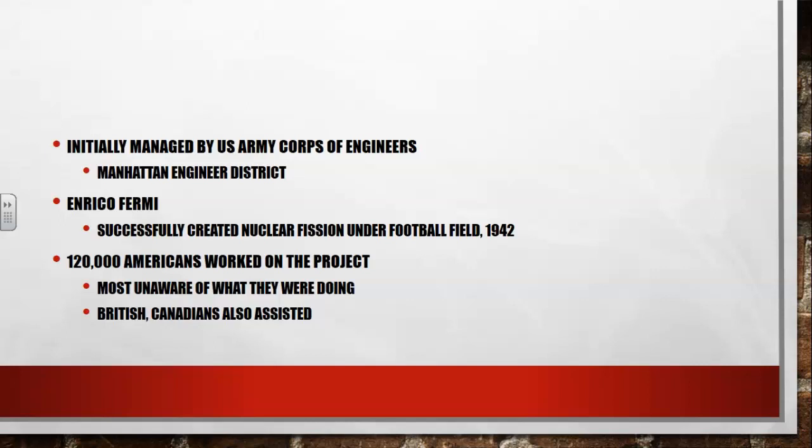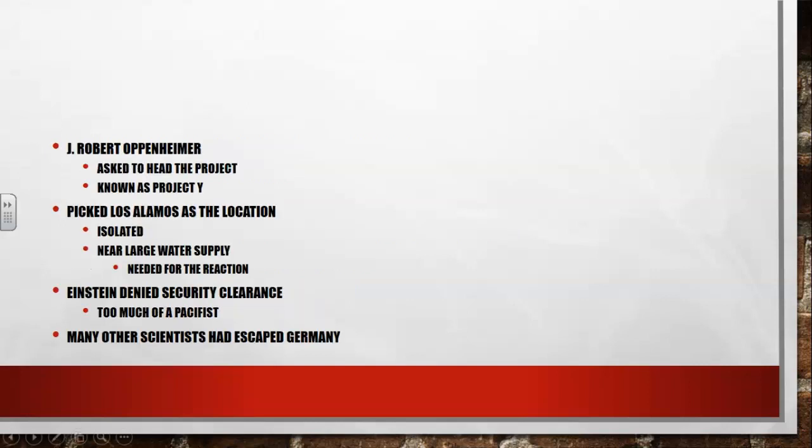At this time in the Manhattan Project, we have 120,000 Americans working on the project, most of them completely unaware of what they're doing. They know they're doing something for the government, but it's a top secret project. You only know what you absolutely need to know. They don't know what they're doing, with the exception of a very, very limited number of individuals. Remember, the Vice President of the United States wasn't even aware of what was going on at first. The British and Canadians are also going to be assisting in this project as well. Again, most workers have no clue they're creating a bomb.